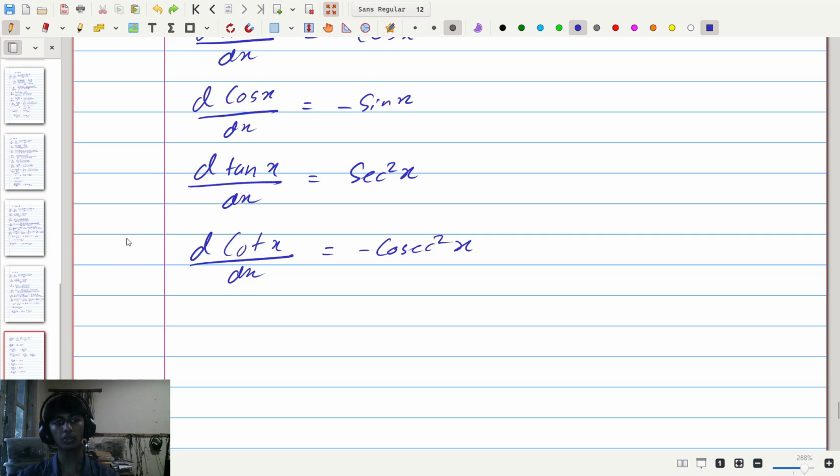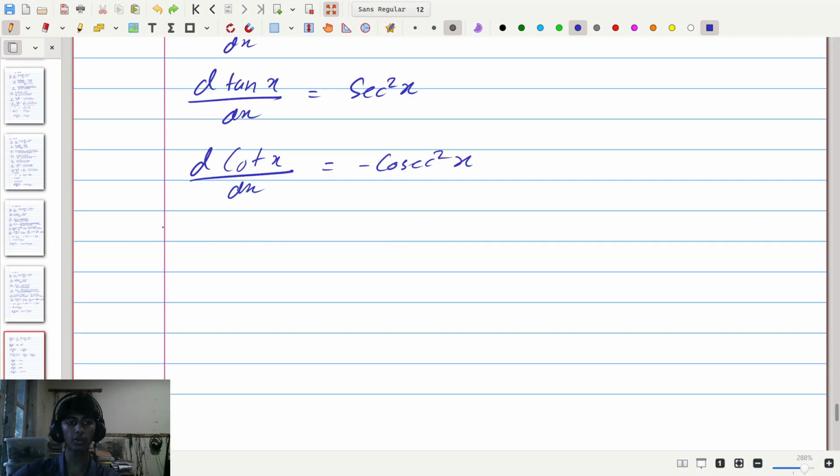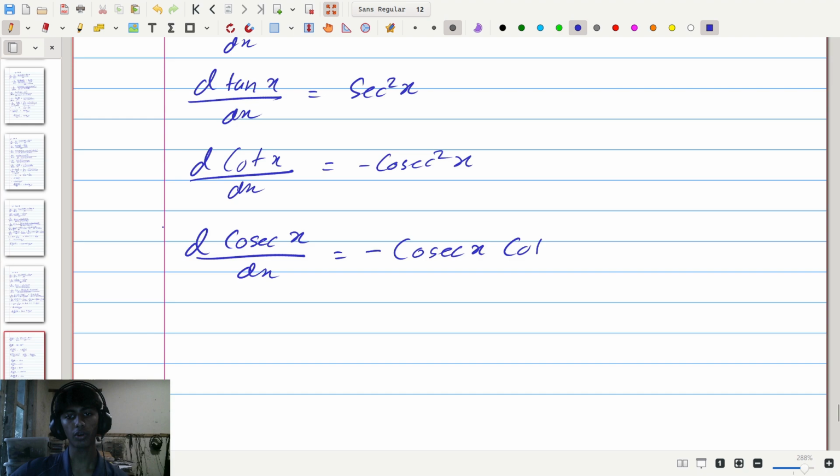Furthermore, the other two, the cosecant and secant, are as follows: the derivative of the cosecant, which again, we are the only people who seem to be writing like this, cosec. Most people write cosecant as csc. The derivative of cosecant of x with respect to x is equal to the negative cosecant of x times the cotangent of x. And finally, the derivative of the secant of x with respect to x is equal to the secant of x times the tangent of x.